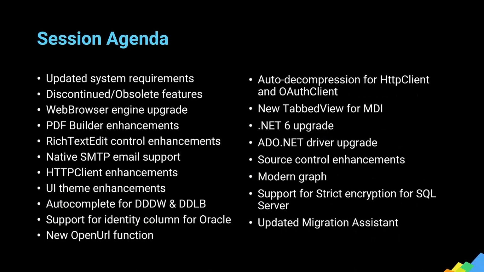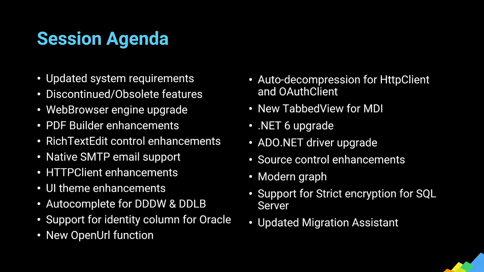Let's go over the session agenda. And actually, for what would be considered a point release rather than a major release, there's actually a lot to go over here. We're going to talk about the updated system requirements, what's been discontinued and made obsolete in this version. The PDF builder has been updated with some new functionality. The rich text edit control has some new functionality. There's a new control for doing native SMTP. We're going to go over that.